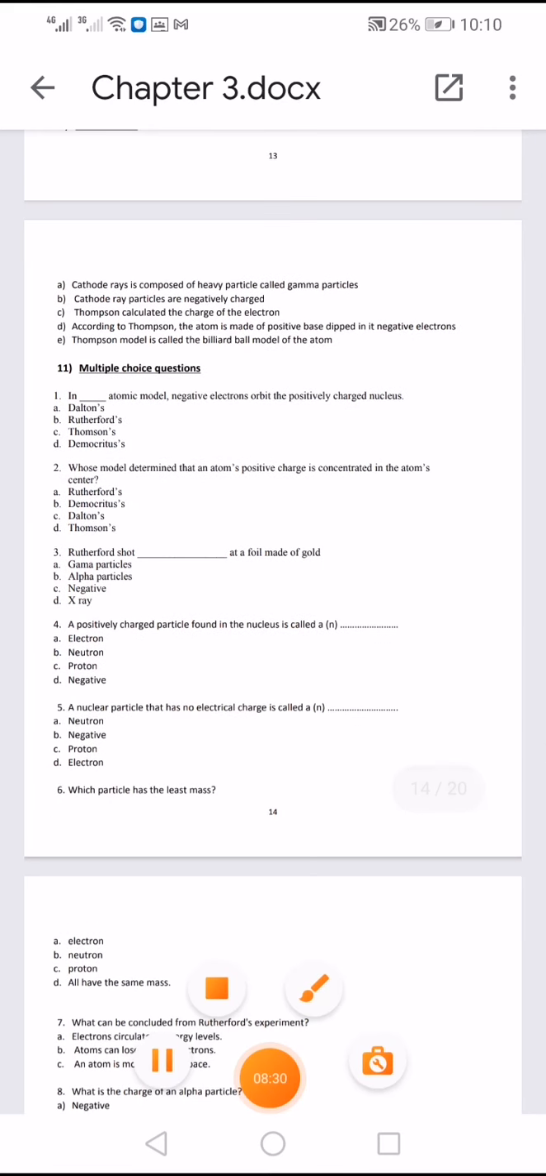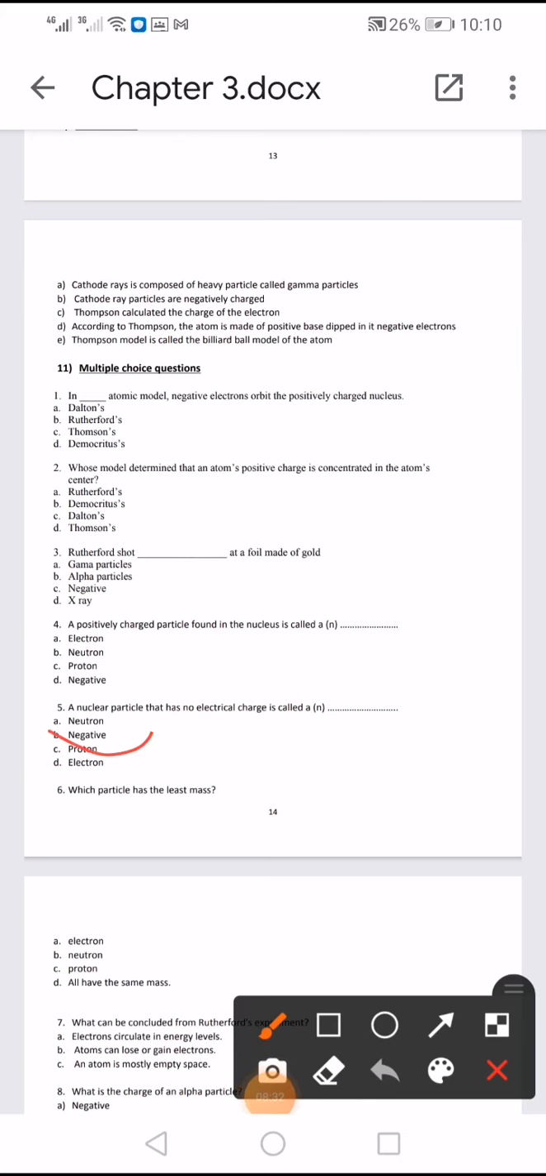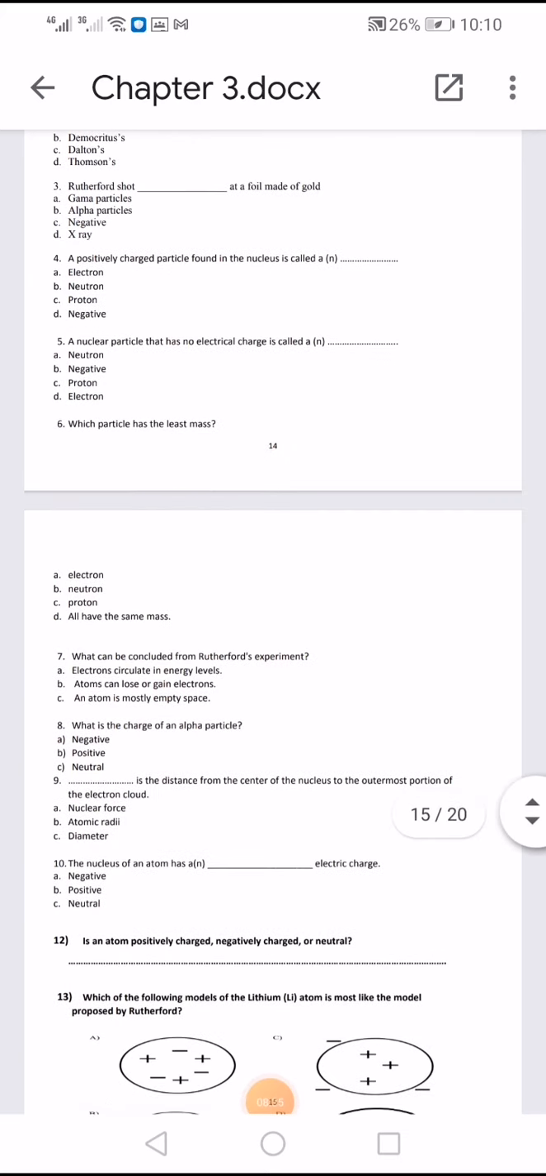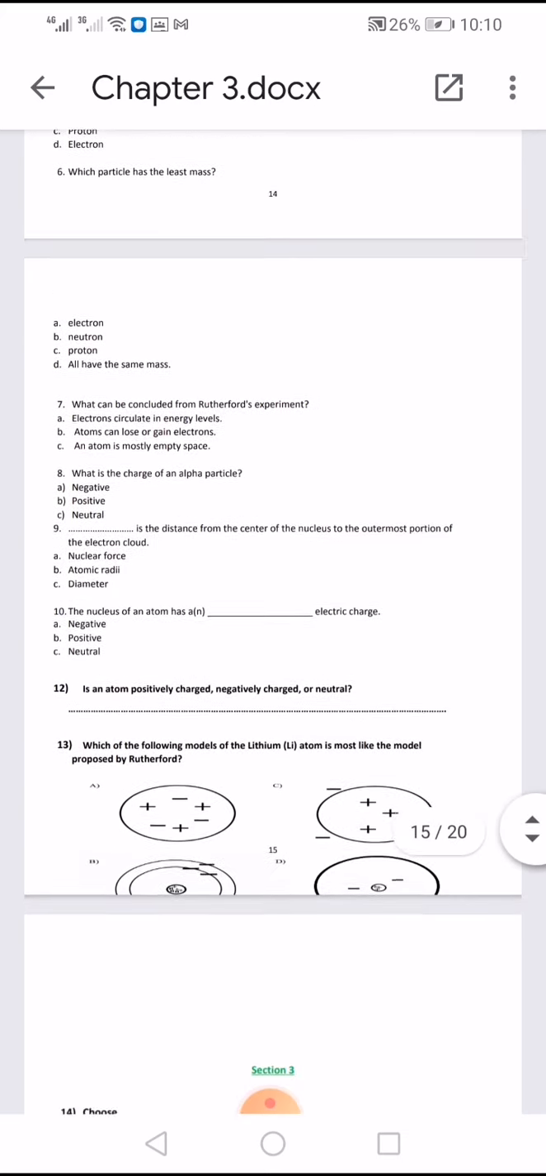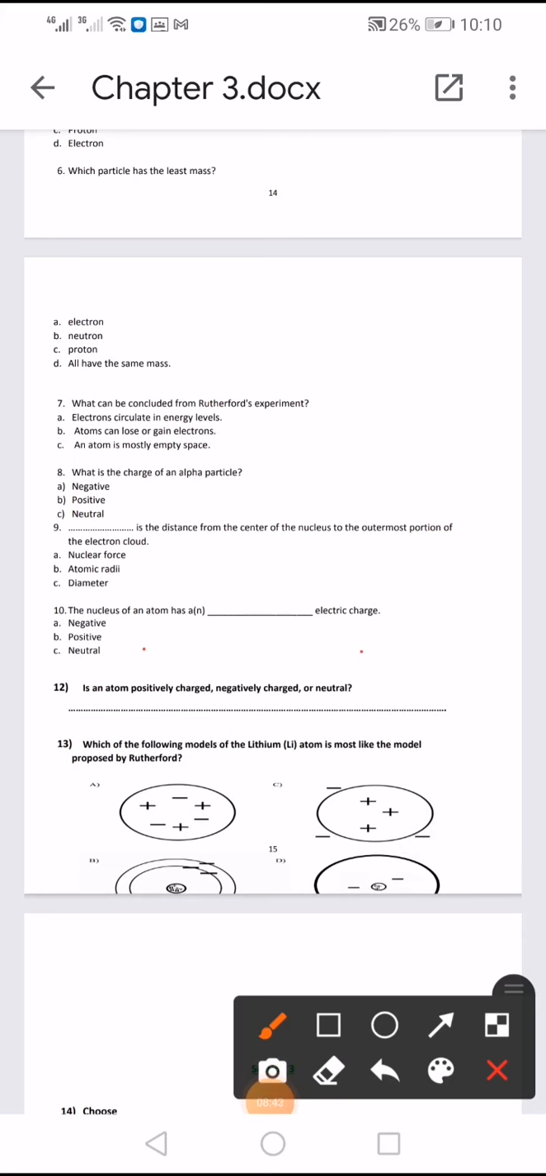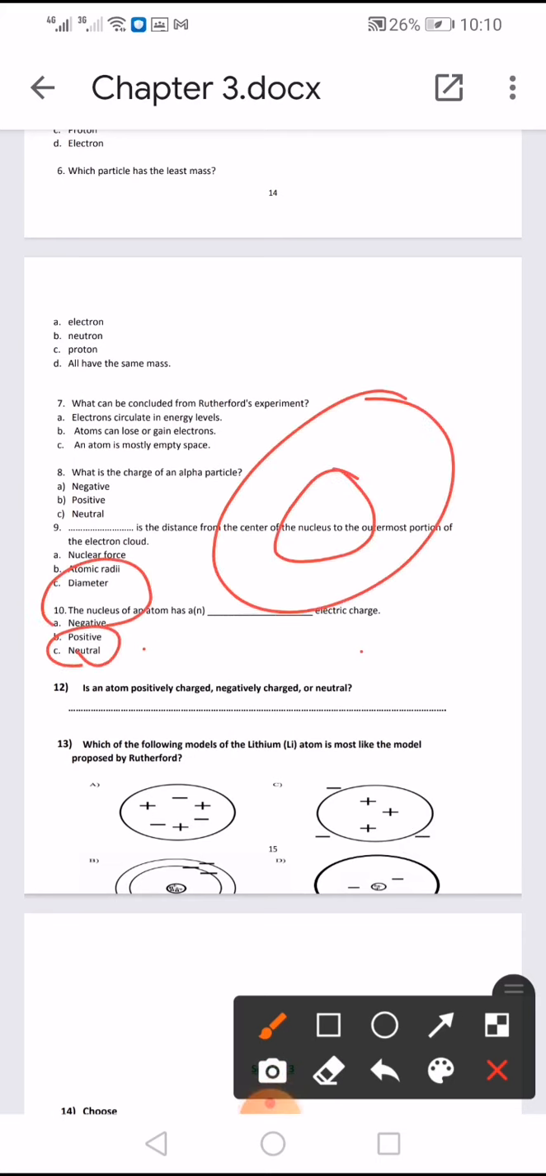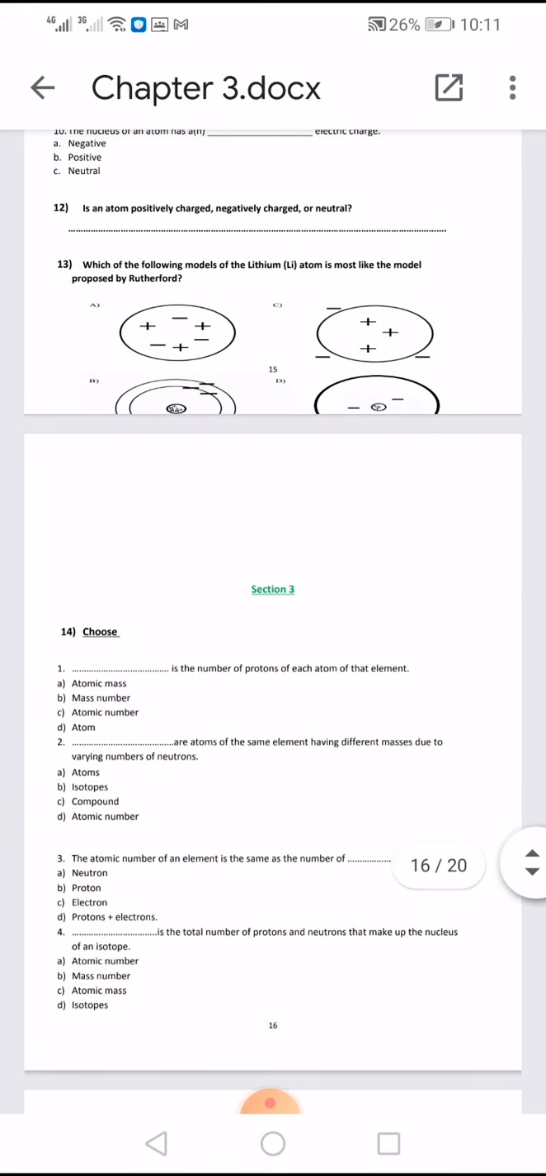A nuclear particle that has no charge is called what? Neutron. The nucleus of an atom has a positive charge, as we draw a positive like this, proton. So the nucleus is positive, while the atom is neutral, since the number of positive charges equals the number of electrons. So here we have one positive, so the number of electrons is 1. So the atom is neutral while the nucleus is positive.